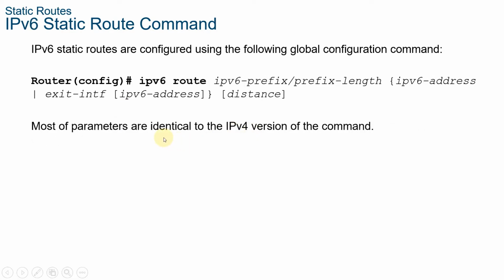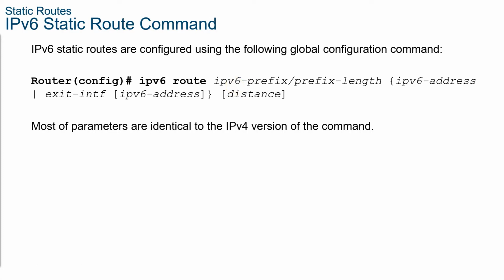Now on the IPv6 static route command, this would be the syntax. So it's almost the same. The syntax would be ipv6 route, IPv6 prefix or the prefix length, IPv6 address, exit interface or the IPv6 address, and the distance. Now similar with IPv4, let's start with the IPv6 prefix or the prefix length.